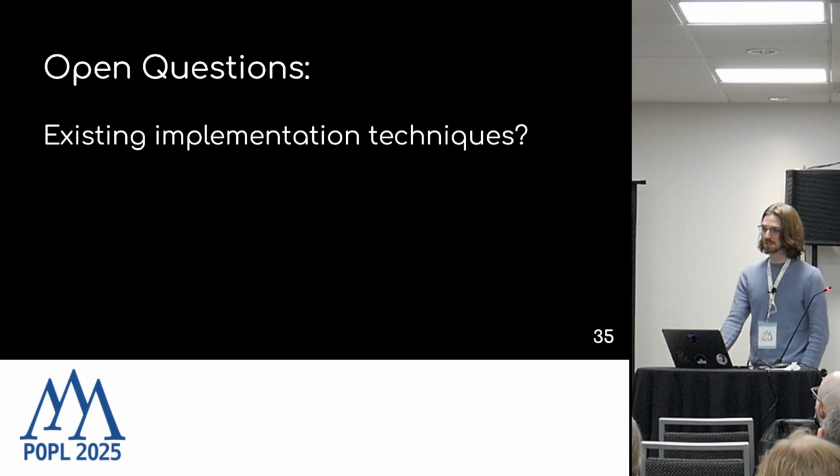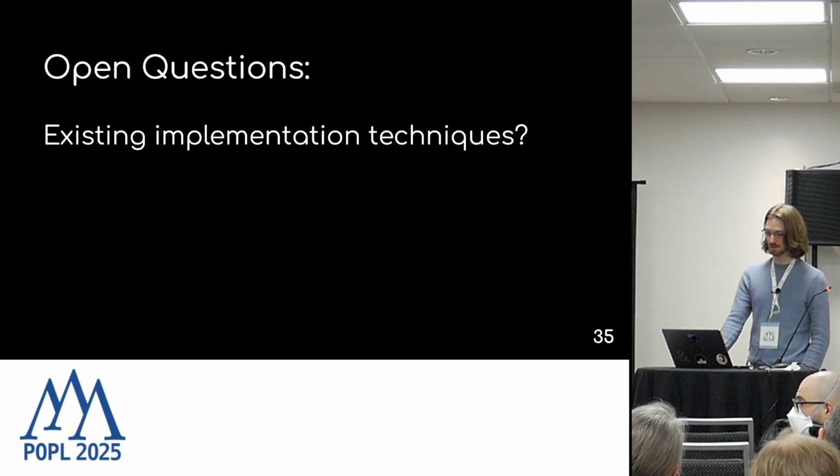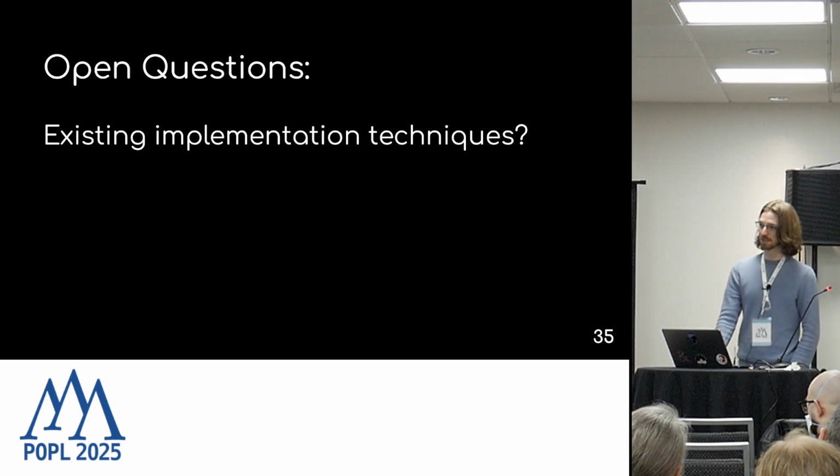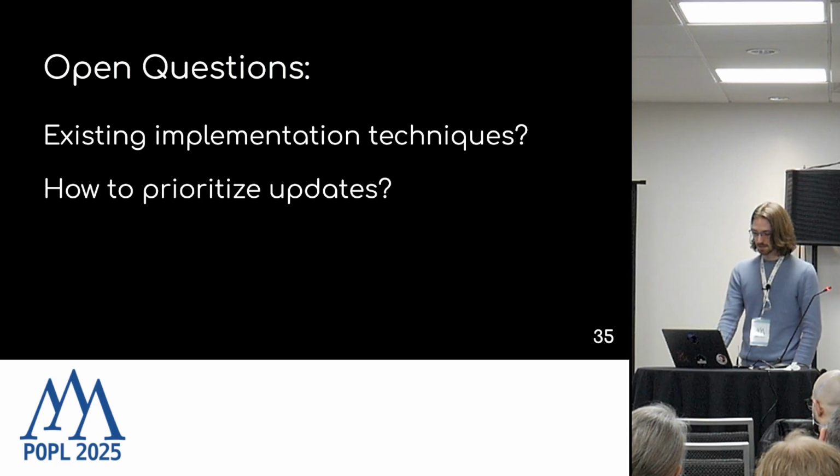So one open question is, how is incremental type checking approached in practical systems? And we also have a kind of technical puzzle about prioritizing the updates. So it's a non-deterministic propagation.